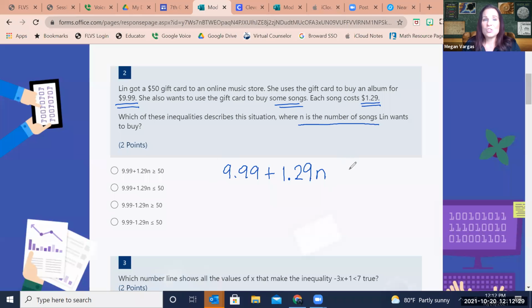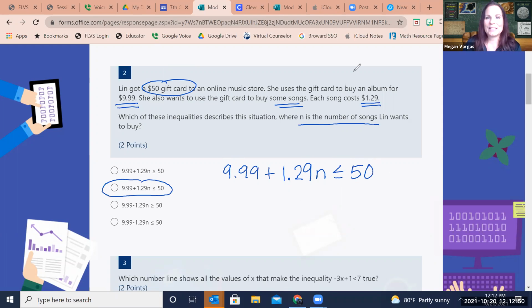And the amount that she spends, she's only got $50. So the amount that she spends has got to be less than or equal to 50. So that would give us this one.